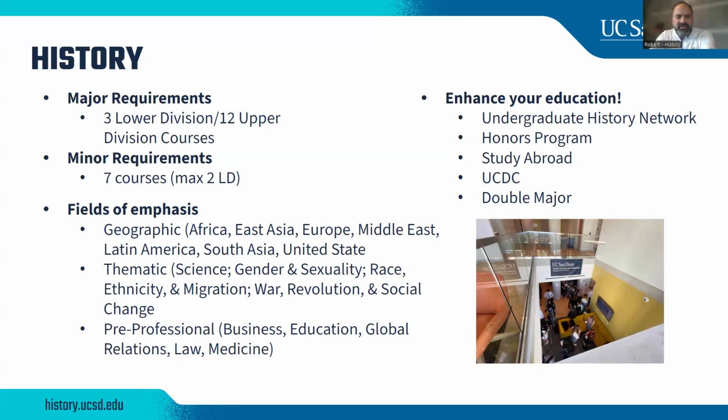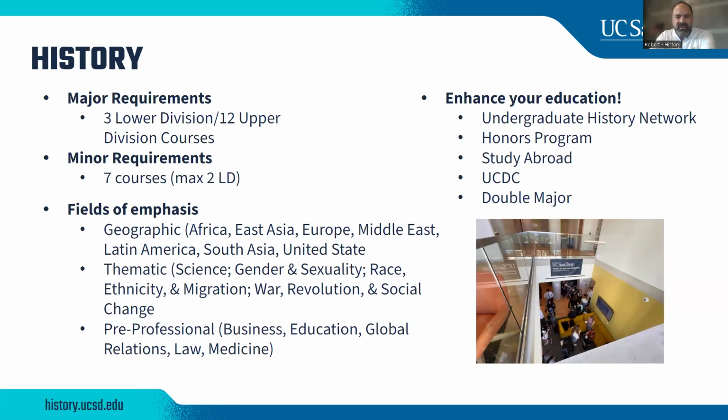And also, you can enhance your education in the history department by joining the Undergraduate History Network, which is a student-run organization. It's run by history majors and minors. It's a great thing to get involved in. They put on various events, both social and academic events. They bring in alumni to talk about career opportunities, internship programs, and so forth. We also have an honors program, for which you do not need to take any additional courses. It's still 12 upper division courses, just a little different plan.